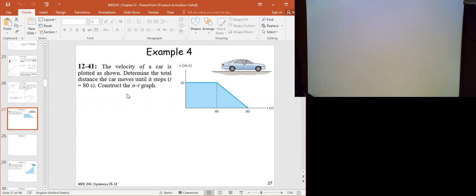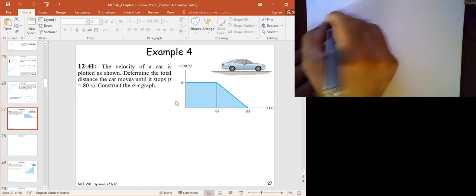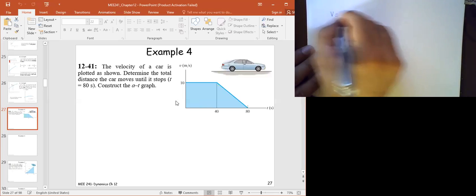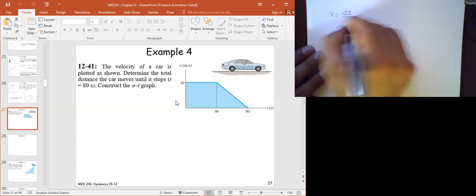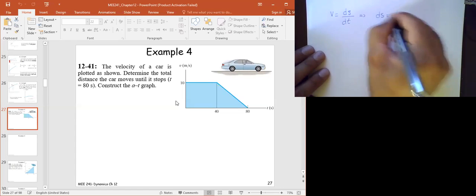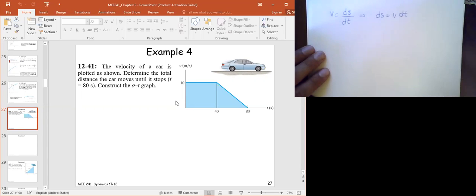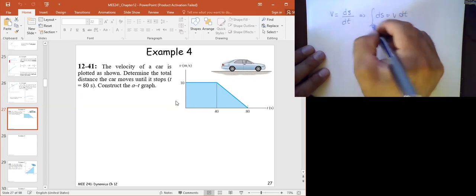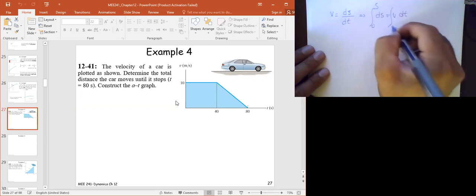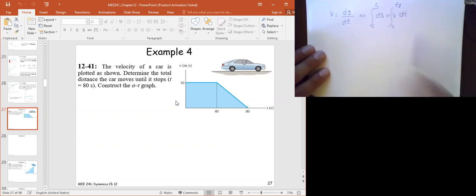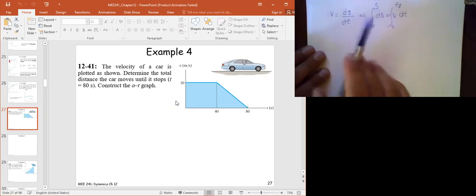How can I find the total distance that the car has traveled? We do the area under the graph. Bravo, yes, exactly. How are the velocity and position related? I know V is equal to ds dt, so ds is equal to V times dt. So I can integrate this from 0 to total S, and this from 0 to final. But here the velocity basically is built out of two functions.